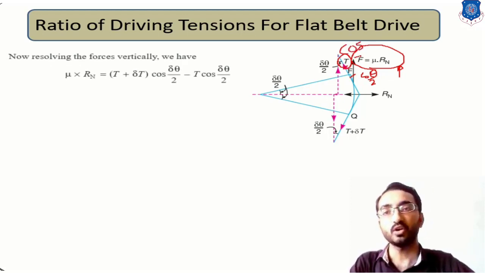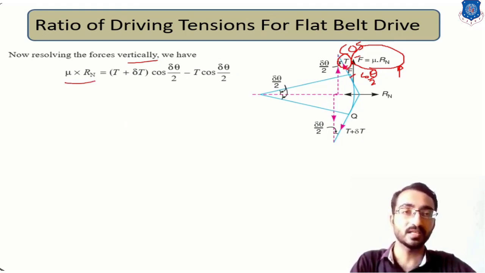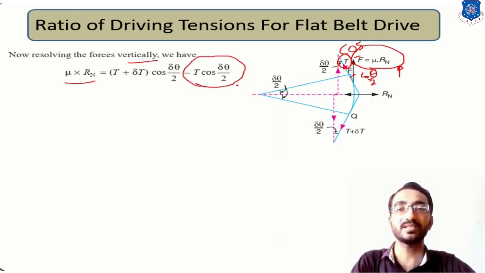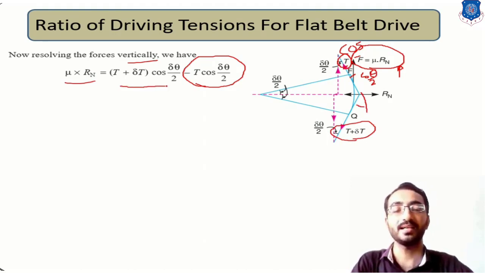So resolving these forces in the vertical direction, we can say the vertical force mu Rn will have components (T plus delta T) cos theta. If you consider the upward direction, it is plus, but if we put this term in the opposite direction, then we can consider it as minus T into cos delta theta by 2. Similarly, for the lower section, again we can say (T plus delta T) into cos of delta theta by 2.